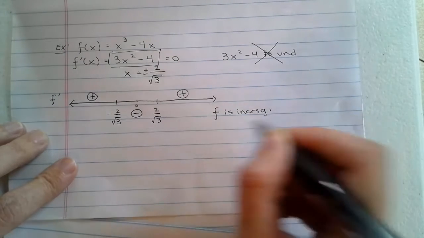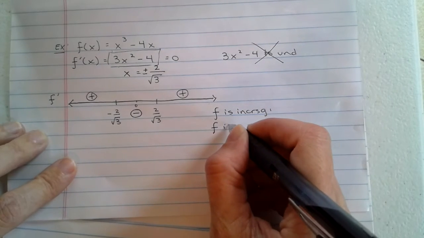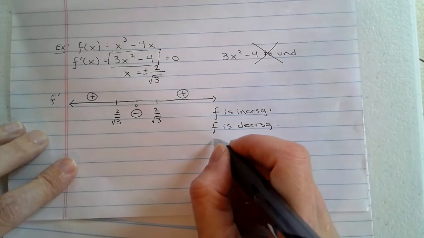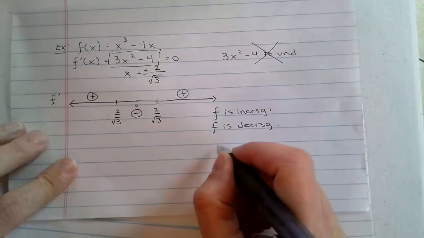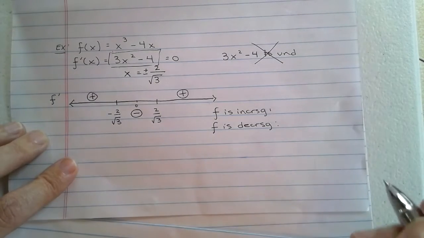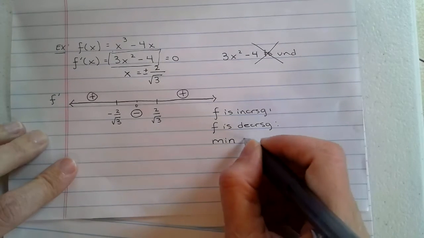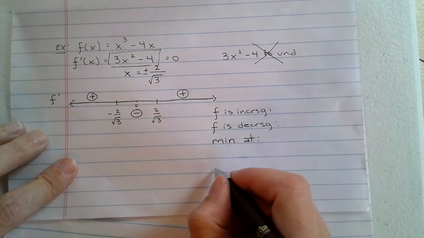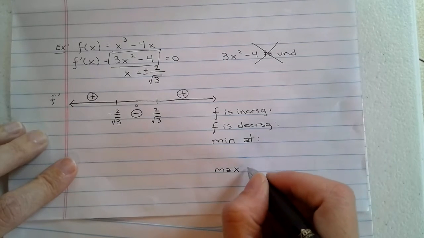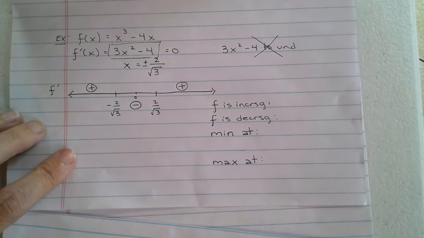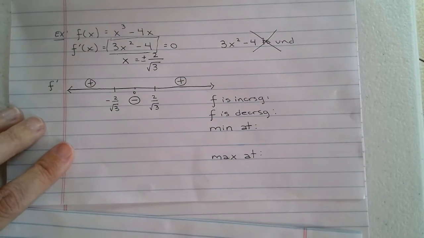Go ahead and see if you can write it in interval notation. Where is f decreasing? And where do we have mins or maxes? I'm going to put a min at and a max at. And you need to justify how you know by explaining your sign chart. And if there is not a min or there is not a max, you just write doesn't exist. There is none. Okay, so pause there and see if you can figure it out and then come on back.